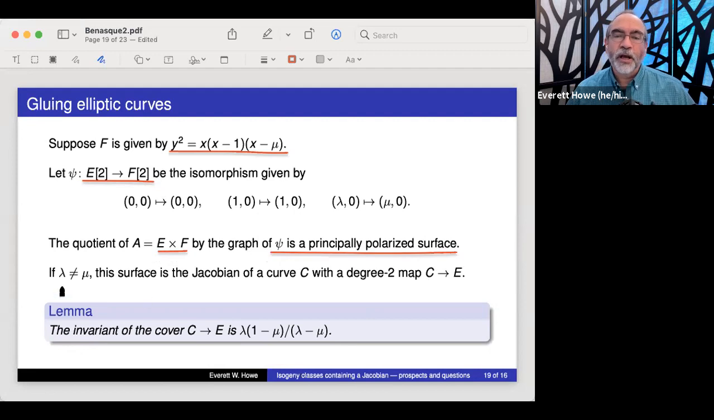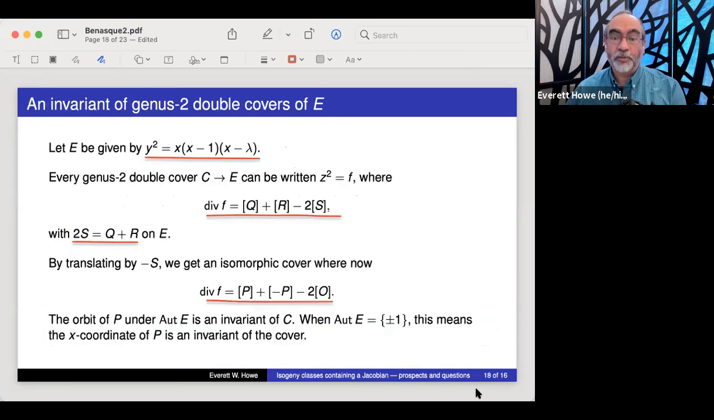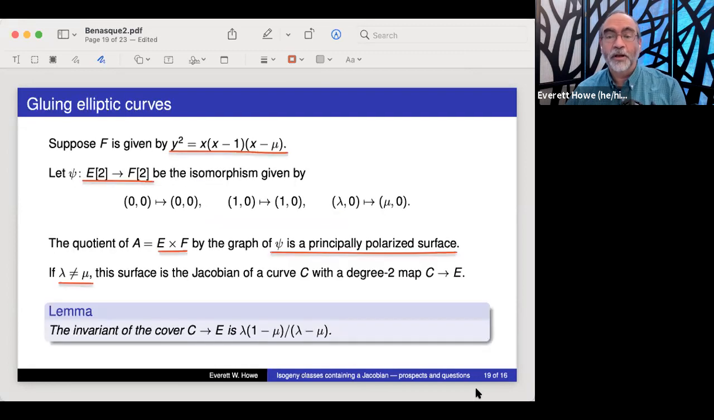The condition is that lambda be different from mu. And so you'll get a genus 2 curve with a degree 2 map. You could look at the invariant that I just described on the previous page and figure out what that invariant is for this double cover. And it is this. There's a formula for it, and it's not even that bad.